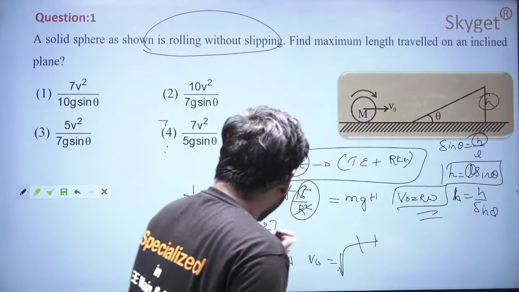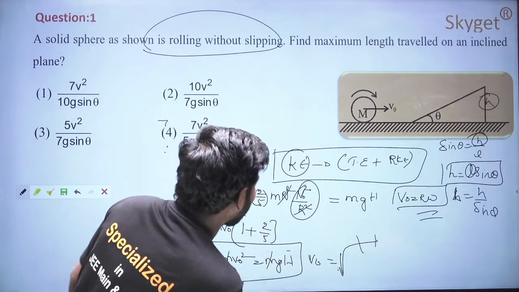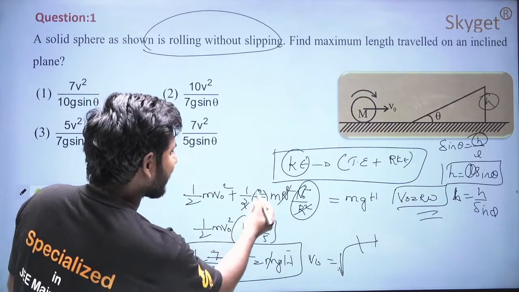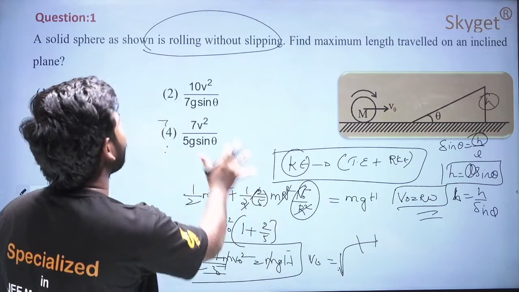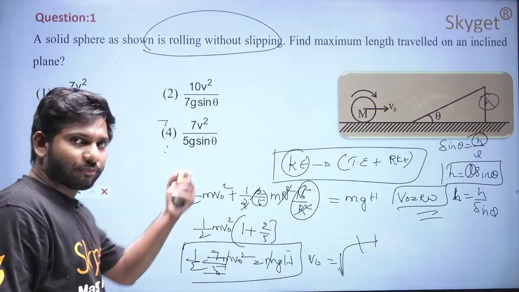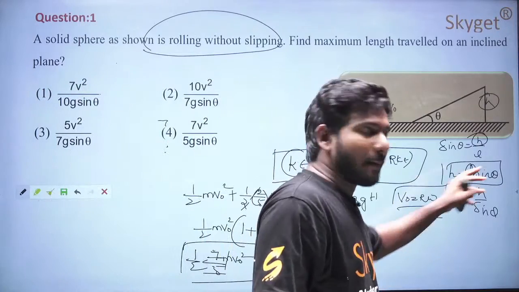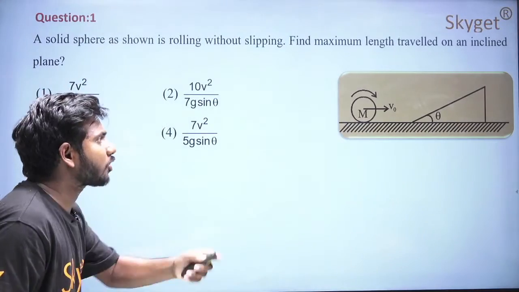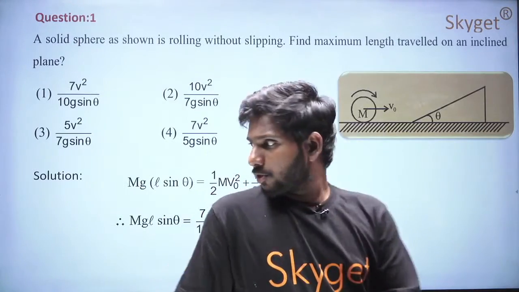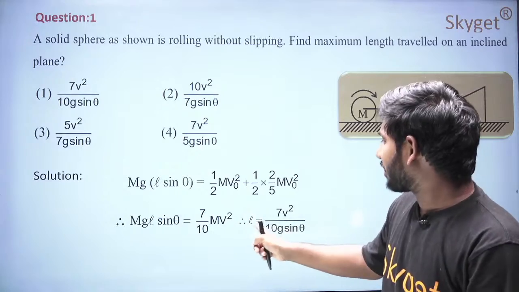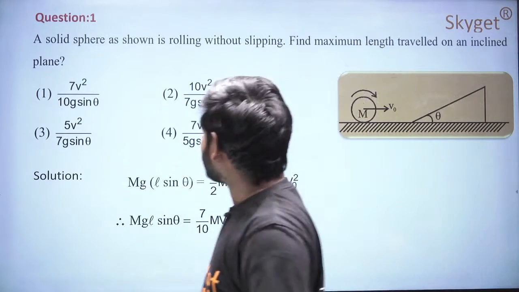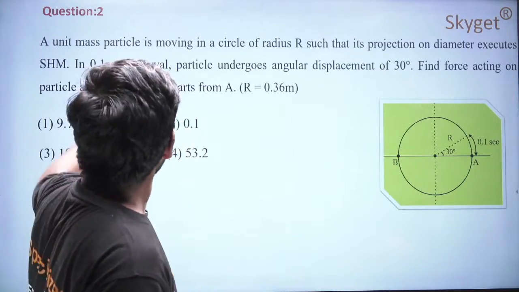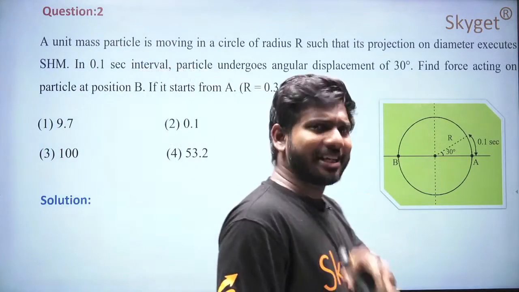From here if you get h, students, then this 2 gets cancelled, and you will be able to get the length by dividing it by sin theta. That is the approach here. So the length will be 7 v square by 10 g sin theta, which is the correct answer, students. Now let us see the next question.